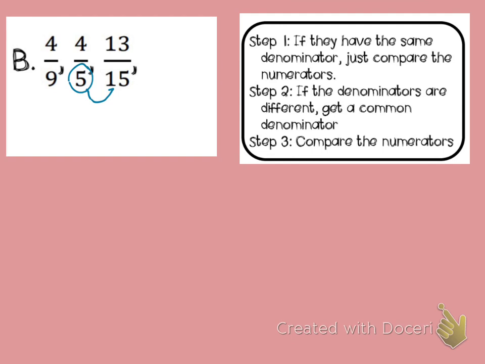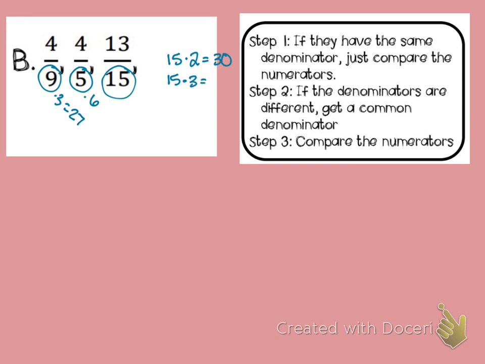Now I've got to think about multiples, okay? I'm going to go with my biggest number. 15 times 1 is 15. We've already tried that. 15 times 2 is 30, okay? Is there anything I could do to 5 to get to 30? Yeah, times 6. Is there anything I could do to 9 to get to 30? 9 times 3 is 27. Does that work? No. So let's think of the next multiple.